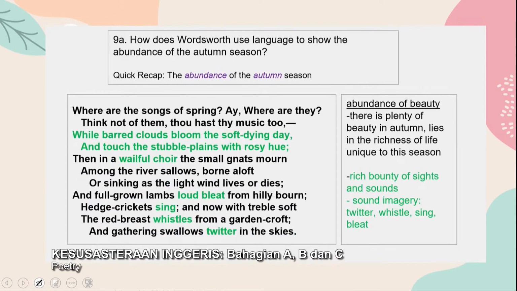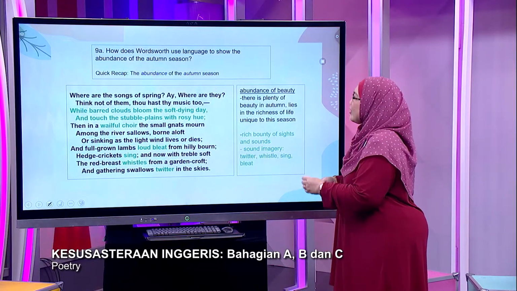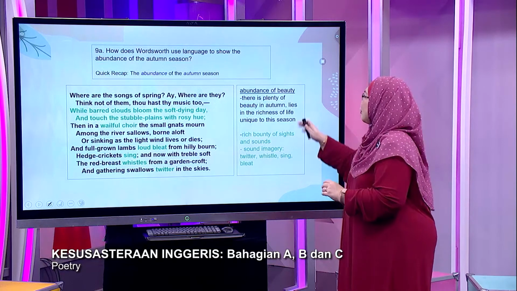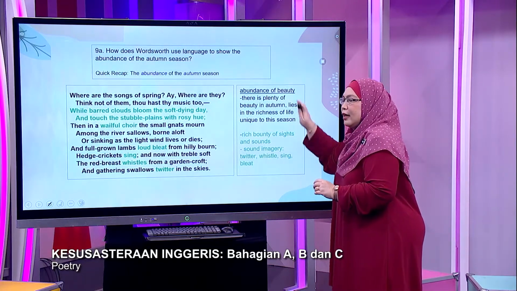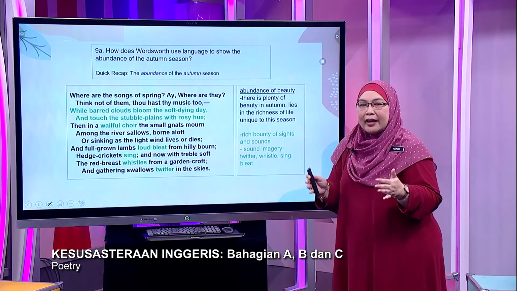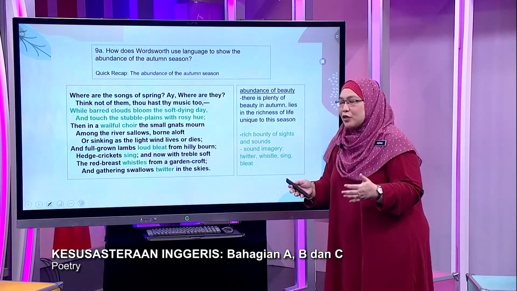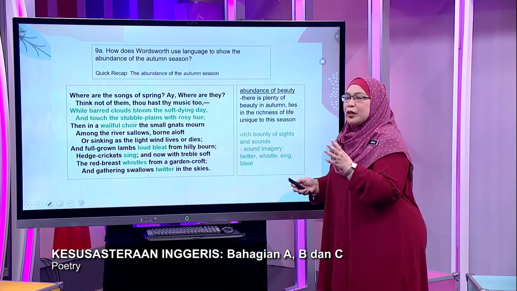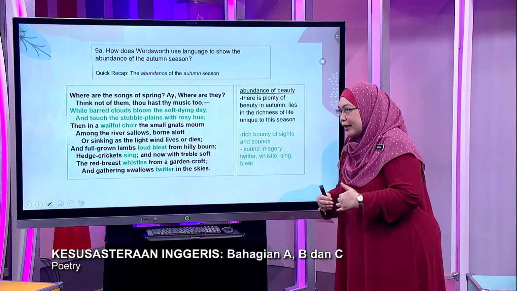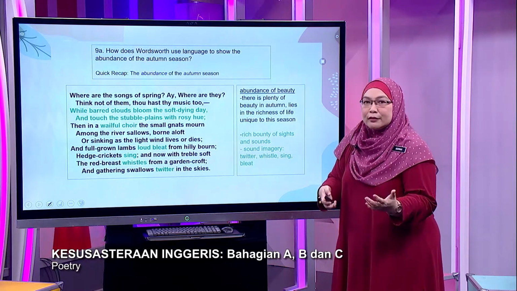Okay, now we get to the last stanza, and this may be a little tricky. When we say the abundance of the autumn season, and I say autumn is filled with beauty, a lot of people out there, perhaps not students of the KI or Kesusasteraan Inggeris subject, might not see the word beauty as deep as they should, and perhaps only look at physical beauty.